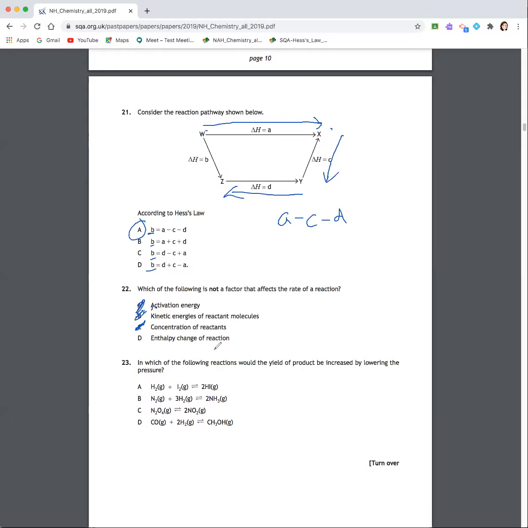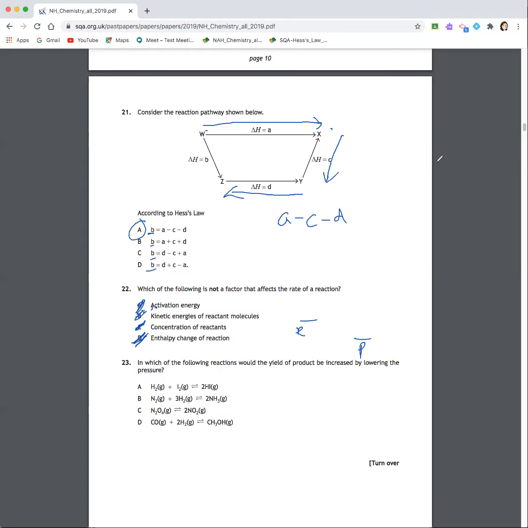And enthalpy change. So enthalpy change for a reaction is the difference in energy between the reactants and the products. So that is fixed for a given reaction, it doesn't change. So that's not going to affect the rate at all. It's only the activation energy that would make a difference. The enthalpy change is always fixed.